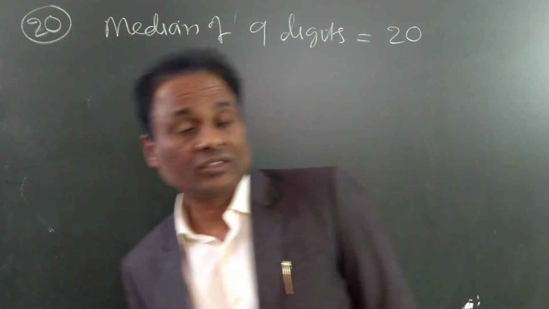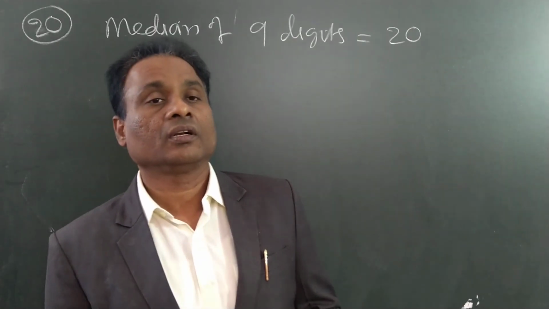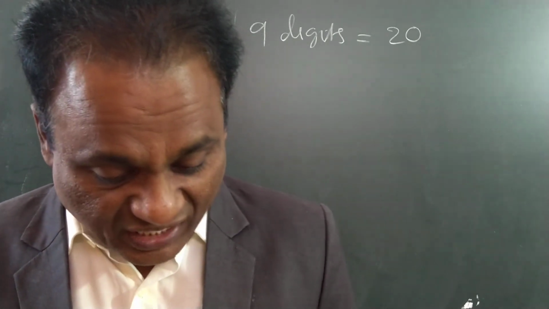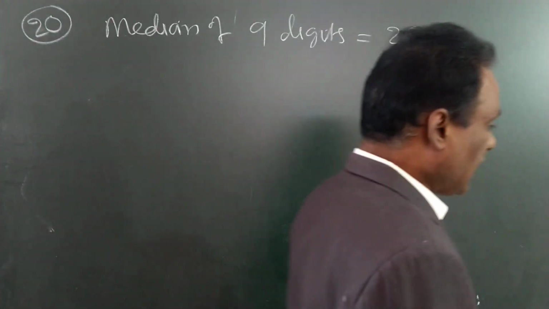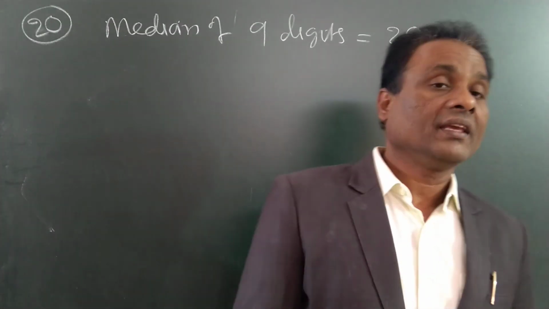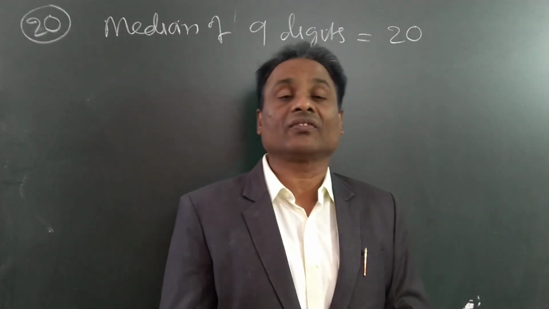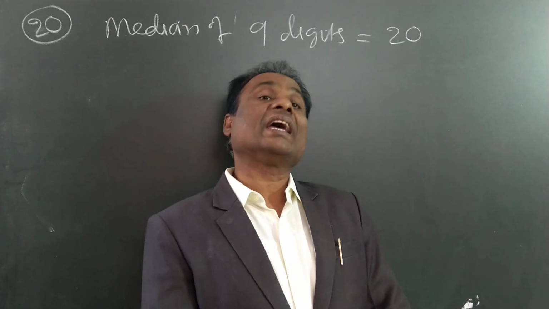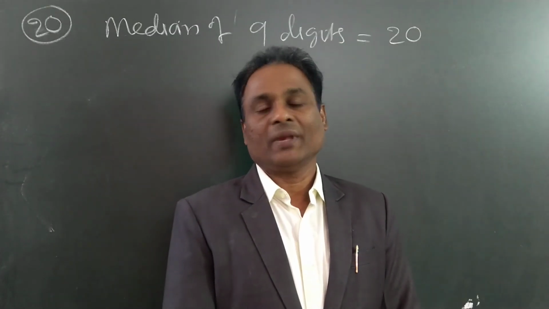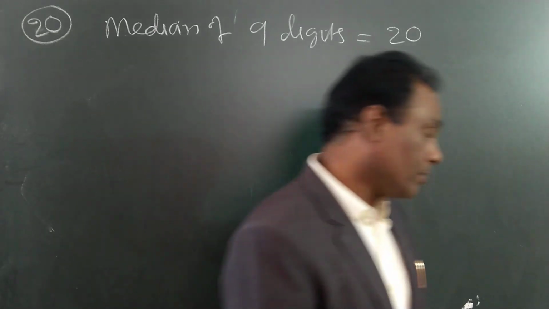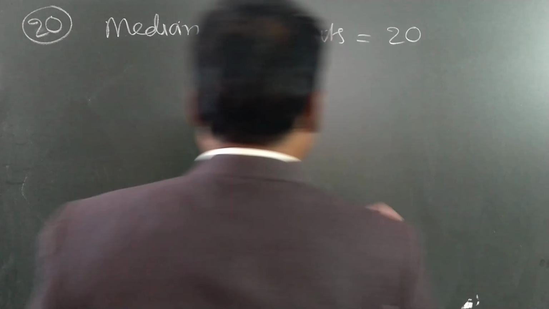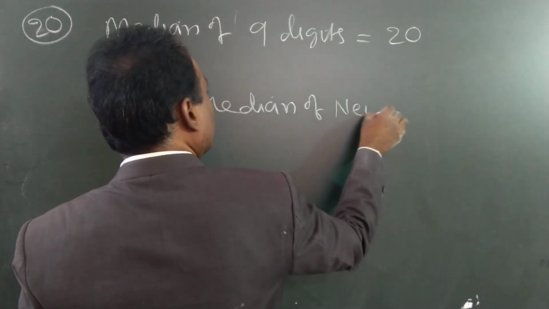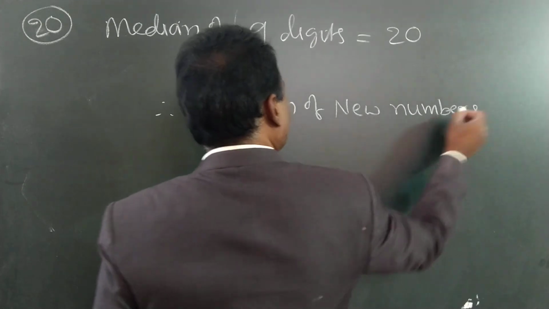Because the median is not affected by any changes in the extreme numbers. Median is not affected by changes in the extreme numbers. Therefore, the median of the new numbers is equal to 20 only.